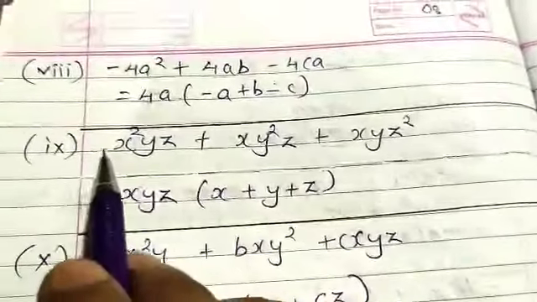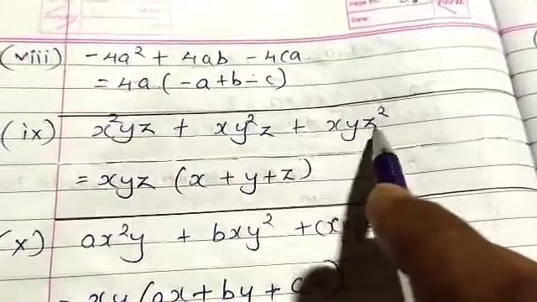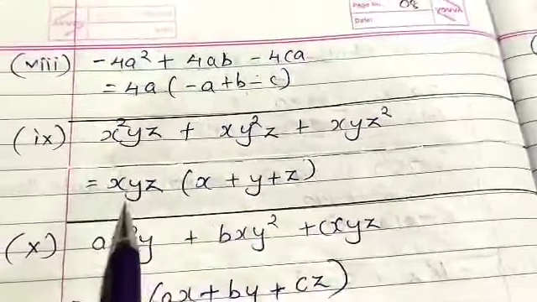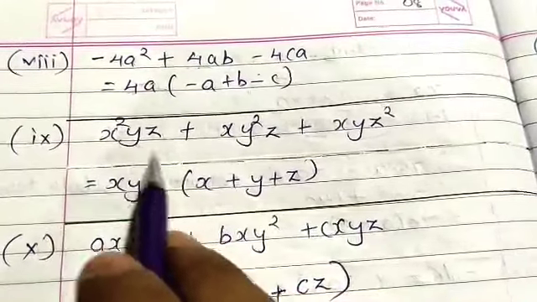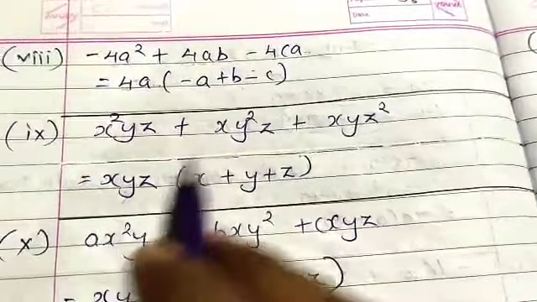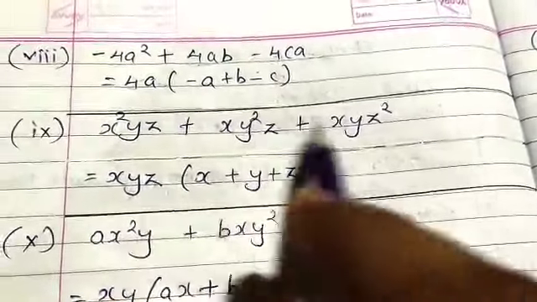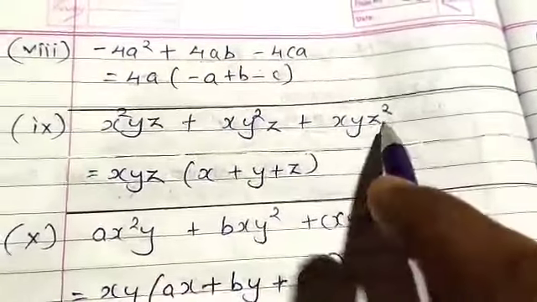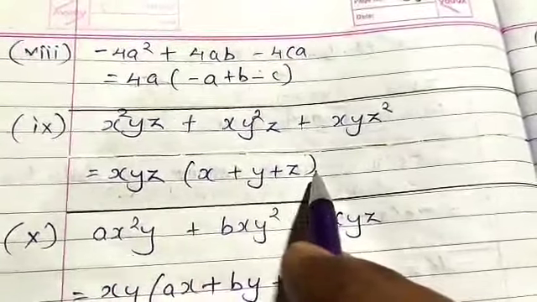Then x²yz plus xy²z plus xyz². In this, in all terms, we find that xyz is common. So first take out xyz as a common. From x², 1x will remain inside the bracket. From y², 1y is already taken as a common, so another y will remain inside the bracket. Then from xyz², xyz is already taken as a common, so from z², 1z will remain inside the bracket. So your answer will be xyz in bracket x plus y plus z.